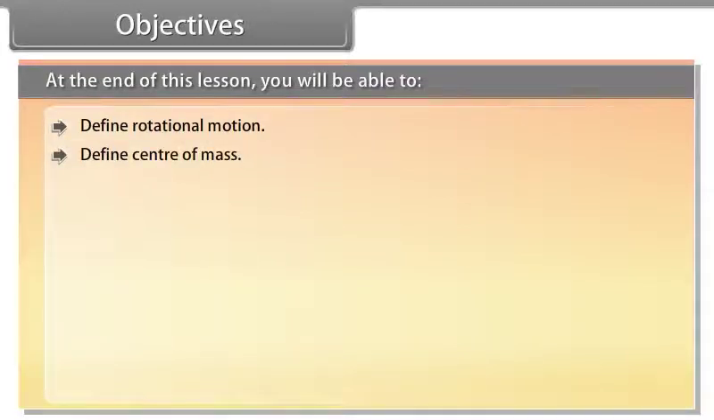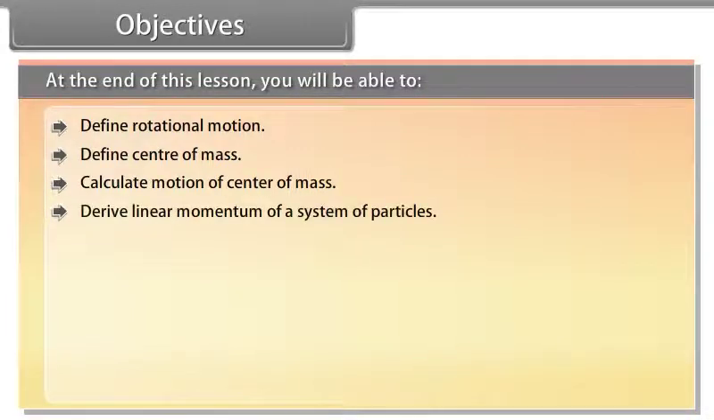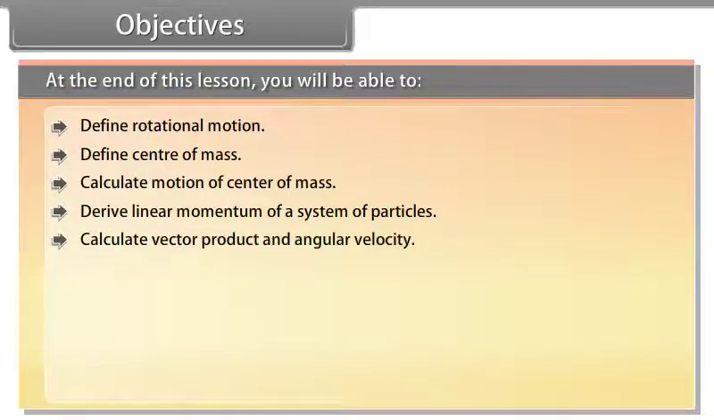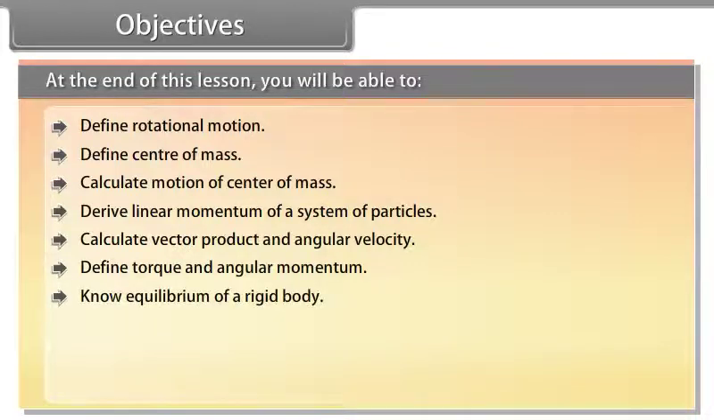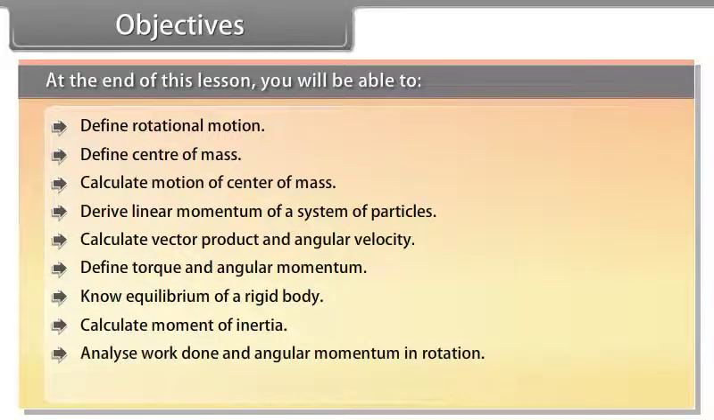Objectives. At the end of this lesson, you will be able to define rotational motion, define center of mass, calculate motion of center of mass, derive linear momentum of a system of particles, calculate vector product and angular velocity, define torque and angular momentum, know equilibrium of a rigid body, calculate moment of inertia, analyze work done and angular momentum in rotation, understand rolling motion.